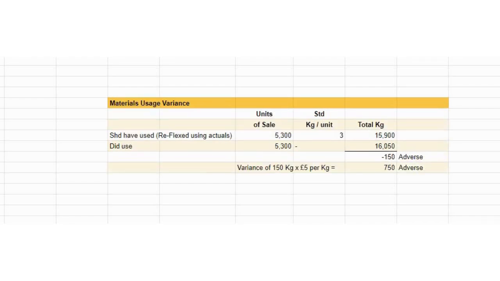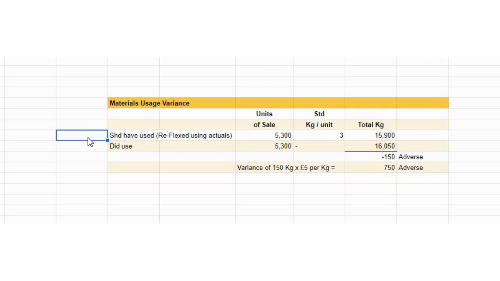And the second analysis we're going to make on the total materials variance is the materials usage variance. This time, the way I look at it is I consider it as units of sale, because I find it can be confusing to think of units of output or units of input and so on. Units of sale means completed units. So the actual number of units completed and ready for sale are 5,300 units, and the standard number of kilograms per unit is 3.